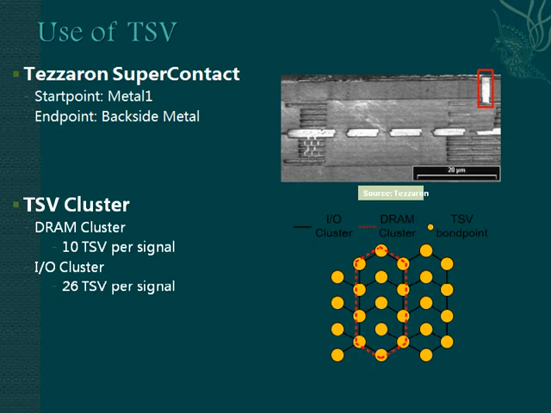For connecting different layers, we use through-silicon via from Texon. This super contact will connect metal 1 of one layer to the backside metal of another layer. In order to guarantee the yield, we use 10 TSV cluster for DRAM signal connection and 26 TSV cluster for the I/O connection. Between the logic layers, as we use face-to-face bonding, we can use normal vias, which provides higher speed.